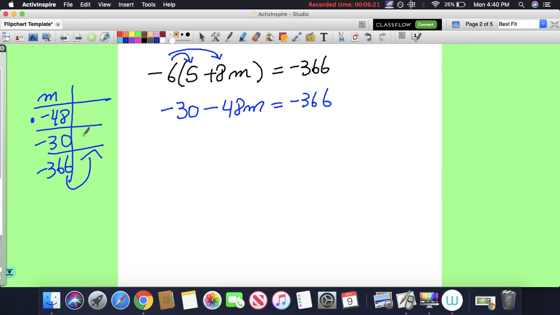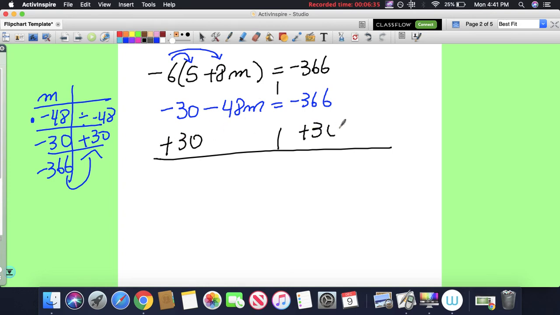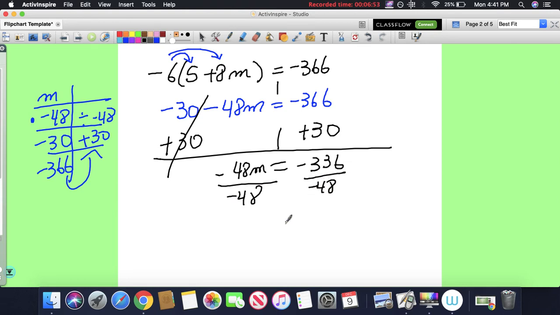Going backwards, we're going to do plus 30. And then we're going to divide both sides by negative 48. So let's do plus 30 and plus 30. And that's going to give us negative 336. These two will become 0, and negative 48m comes down. Hopefully you have a calculator on hand. So now we divide both sides by negative 48.